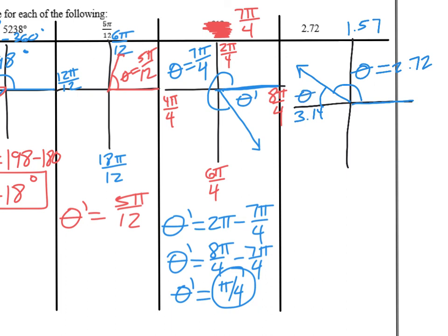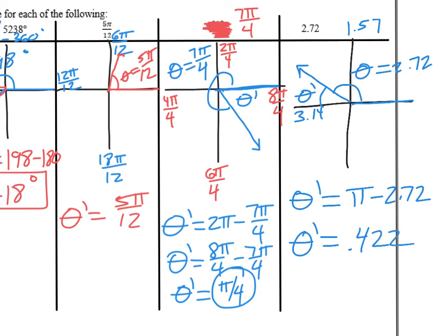Theta prime is right here. And as always, our rule to get a reference angle in quadrant 2 would be pi minus our angle. Given the angle was given to me as an approximation in radians, I am more than okay with a final answer in radians. That's a decimal approximation.